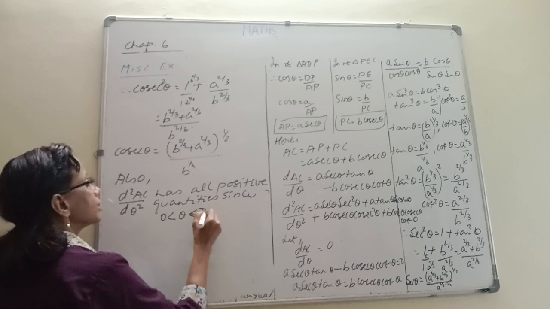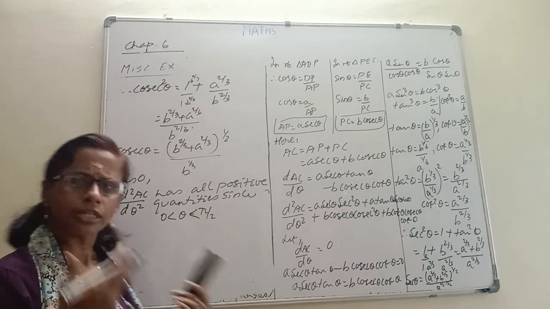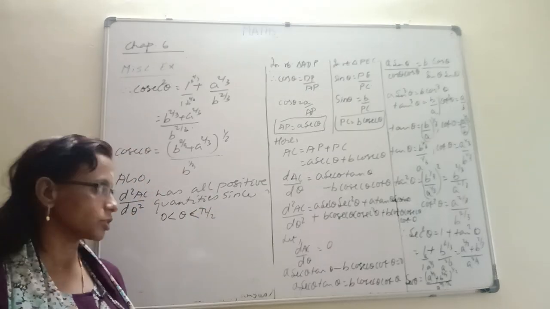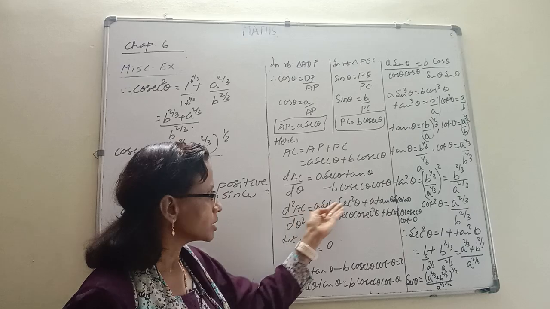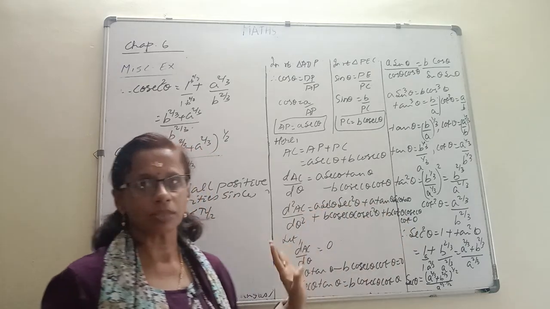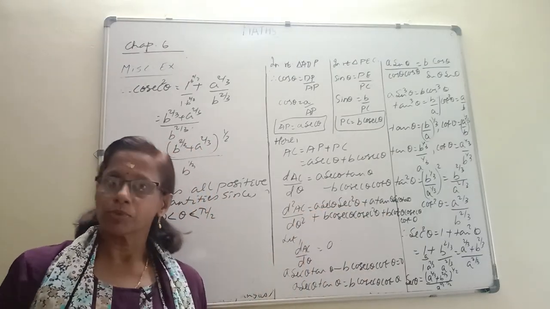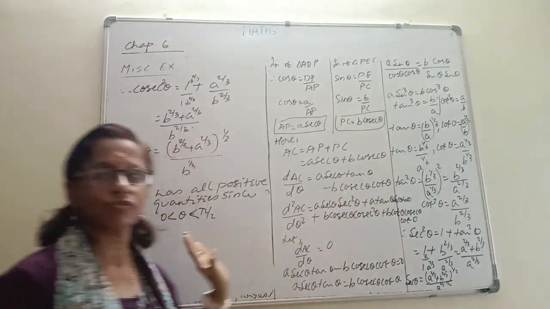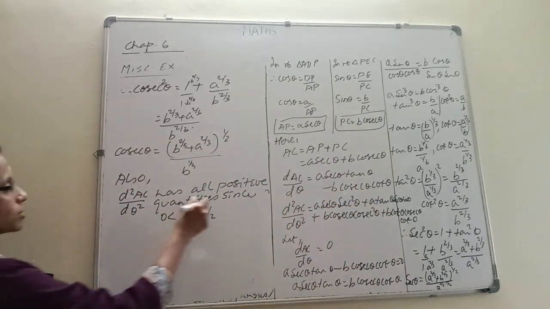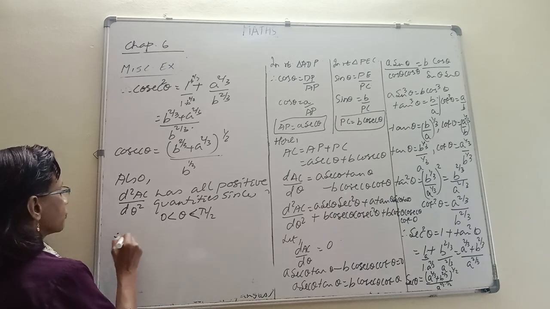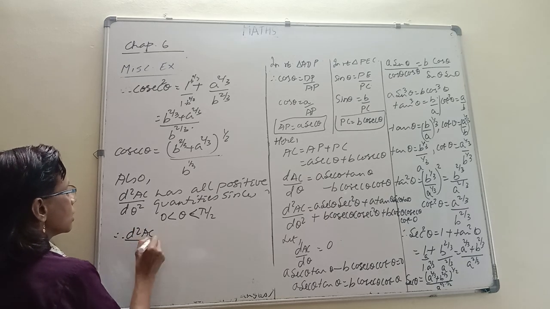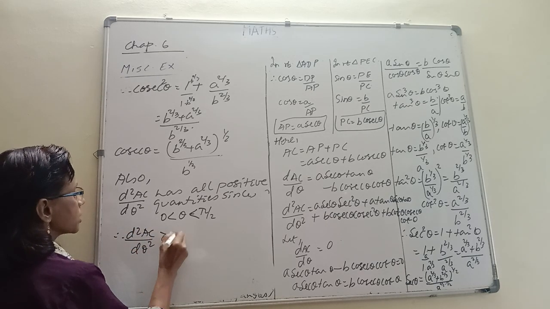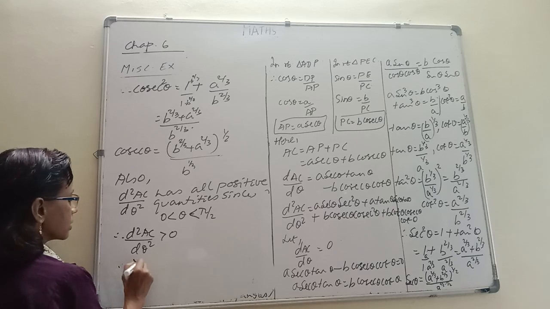So see, cosec and all of that is going to be positive, because it's going to be in the first quadrant. So all the trigonometric parts, everything is positive. And A and B, they have told us, are positive. So the entire right hand side is positive, so it has all positive quantities. Since this is so, d squared AC over d theta squared is positive, and therefore minima occurs.